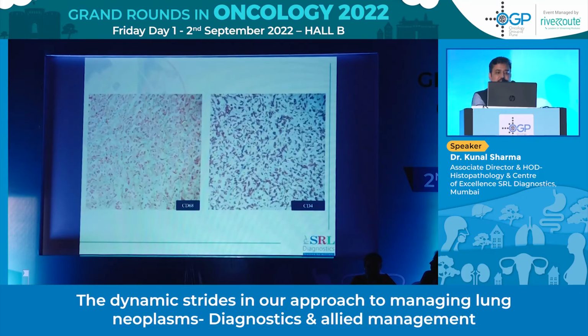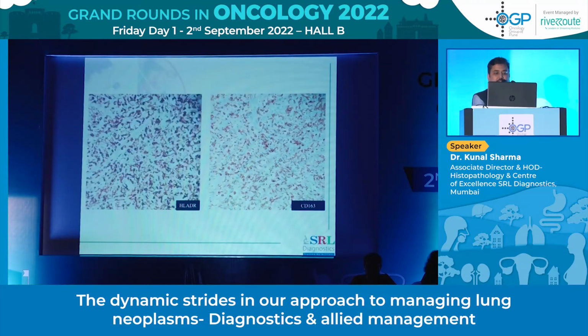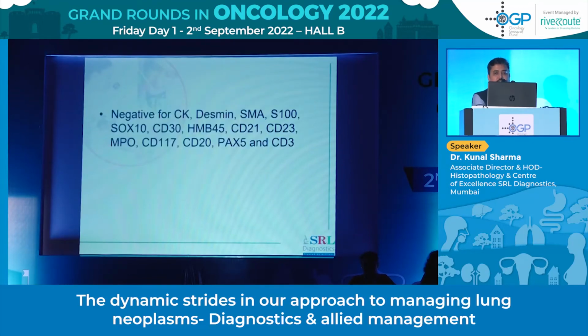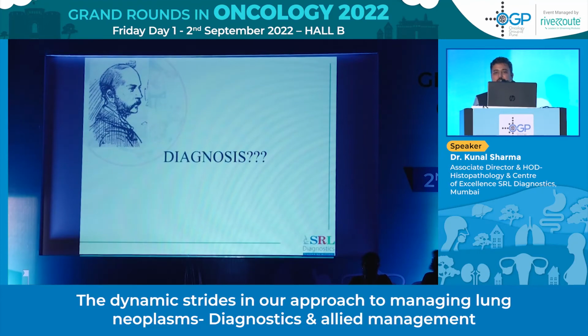This was my CD68 and CD4. This was my HLA-DR and CD163. And this was my BRAF V600E IHC. These cells were negative for CK, Desmin, SMA, S100, SOX10. We did a CD30 to rule out any hematolymphoid neoplasm, ALCL, maybe Hodgkin's, HMB45 because it had prominent nucleoli, CD21, 23 for something pertaining to dendritic cells, MPO, CD117, CD20, PAX5 and CD3. So I think the IHCs were a giveaway.